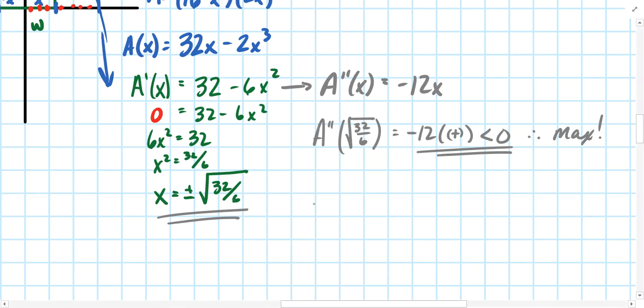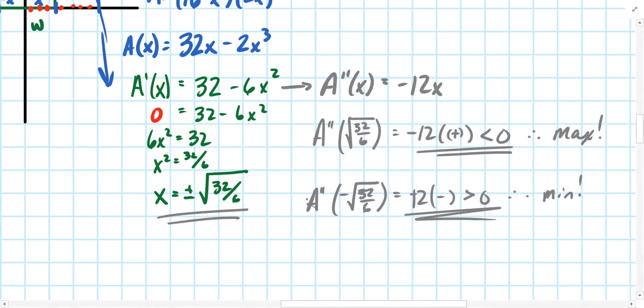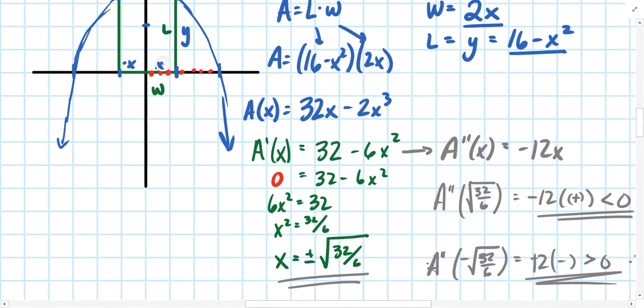Now, there was a second position, and this is what I was kind of hesitating about just a moment ago. If I evaluate A double prime at negative square root of 32 over 6, that produces a negative 12 times a negative number, which ends up being positive, and that indicates a minimum value. Well, that's kind of interesting, because we just said a second ago that whether x was positive or negative, we should create the same rectangle.